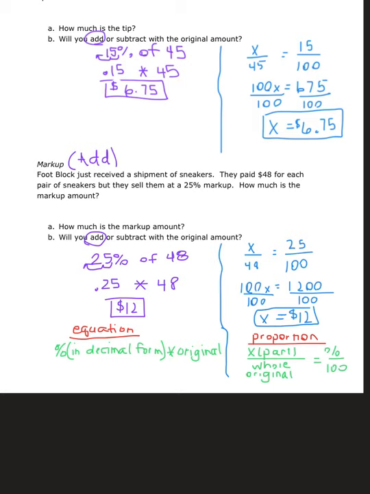So in this video, you figured out how to find a percent of a number using an equation method, a proportion method. We also talked about tax, tip, and markup, and we know that for each of those, after you figure out the percent that they are, you're going to add onto the original amount.